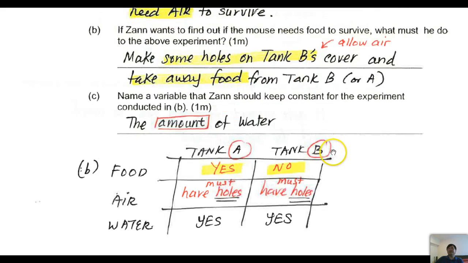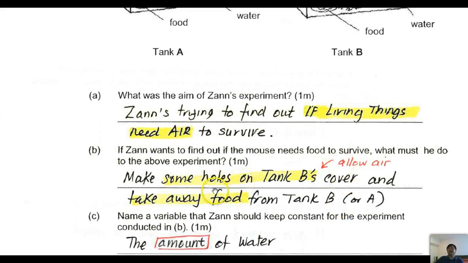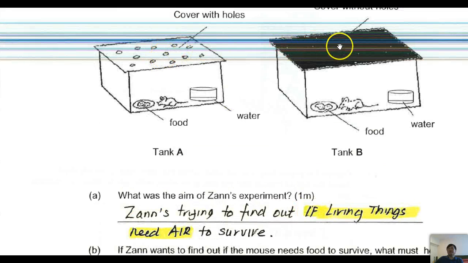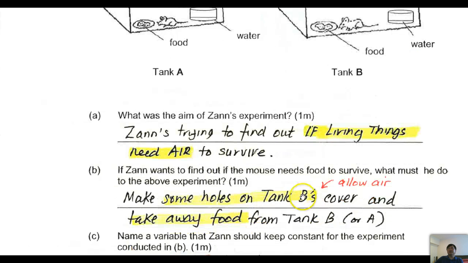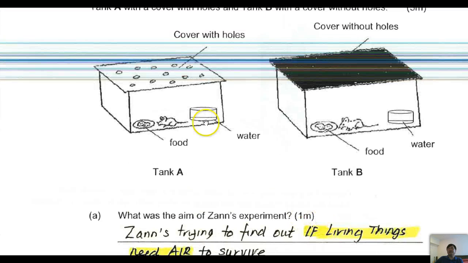So how do you answer your question? Make some holes on tank B. Okay, air coming in, and this part you make some holes so that there's fair presence of air. All right, and at the same time take away the food from tank B. Can you see? Take away the food from tank B. Let's say I take away the food from here, I'll be left with air and water. But for this case, air, water, and food. So we can actually test whether food is needed for survival.